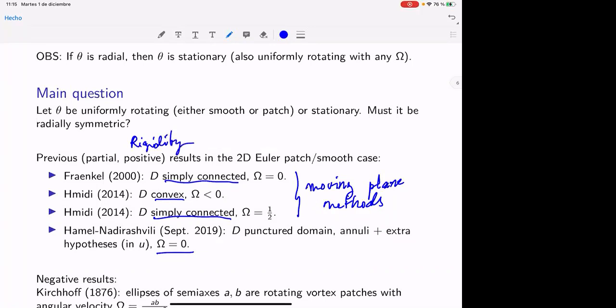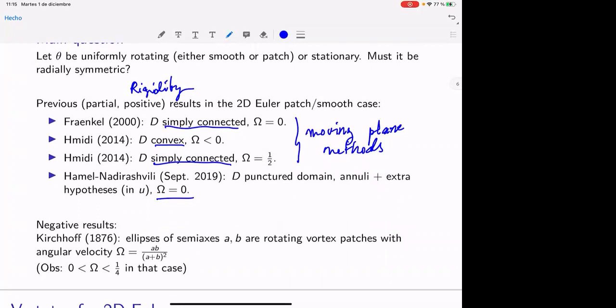Now, there are also flexibility results, and these are very classical. By the work of Kirchhoff in the 19th century, we know that if we start with an ellipse, this is going to be a uniformly rotating solution with some angular velocity depending on the parameters of the ellipse. And this is an easy calculation that one can do. You substitute into the velocity and you recover this. Again, let me stress the numerology. Here we have 1/4 for the ellipses, and there is this 1/2 here. So this is what is known about this rigidity and flexibility.